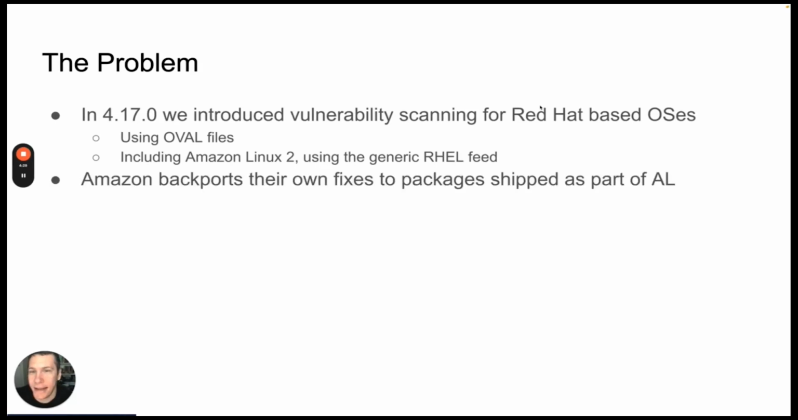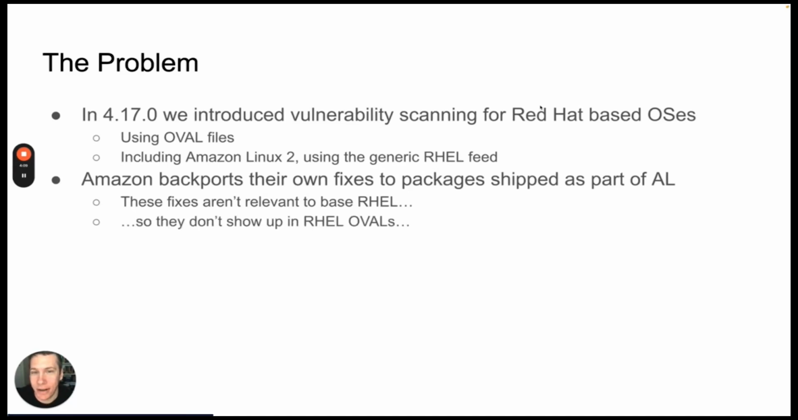The catch with that is that Amazon manages their own vulnerability fixes into Amazon Linux, backporting fixes with their own release names, and those releases aren't relevant to base RHEL because they're not going into RHEL. And as a result, they're not in the RHEL OVAL files, and as a result, we get a lot of false positives when scanning an Amazon Linux host against that RHEL OVAL file.